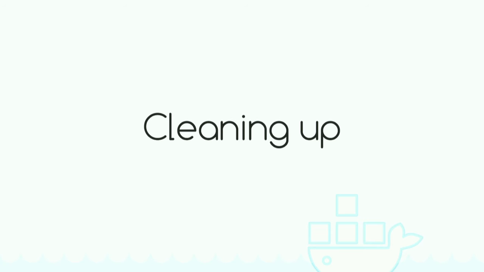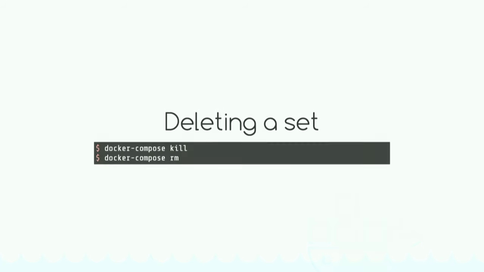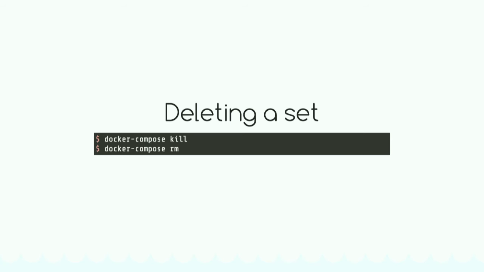What about cleaning up? We have our project done. It's pushed. It's out into the world. Everything's great. How do we clean up? Well, you can delete your container set by using the Docker compose kill and then the Docker compose remove commands. And that will stop all the containers and then also delete them from your system.